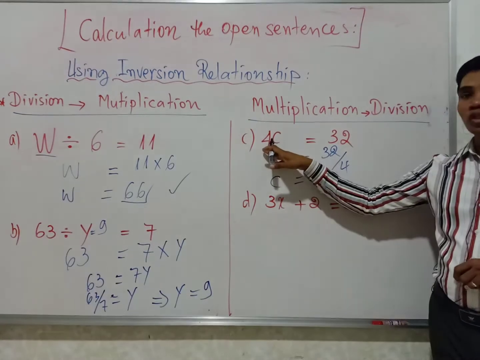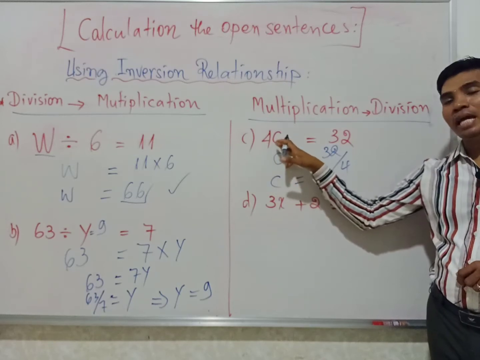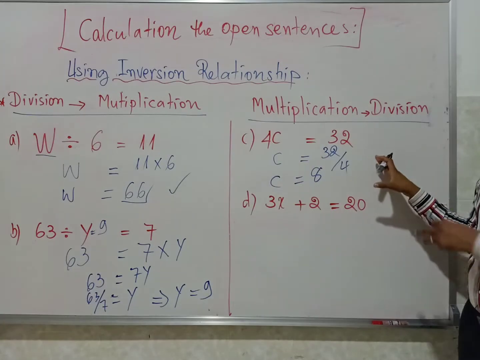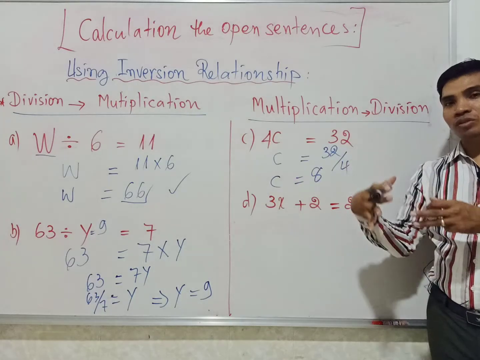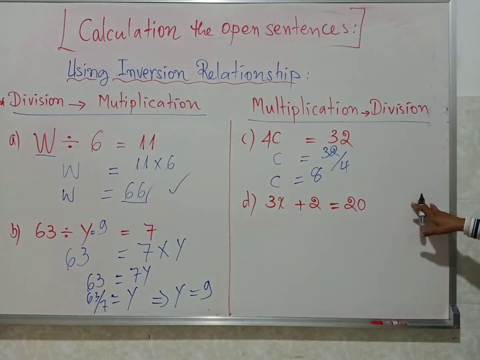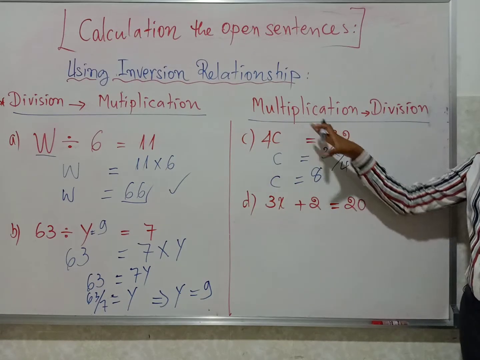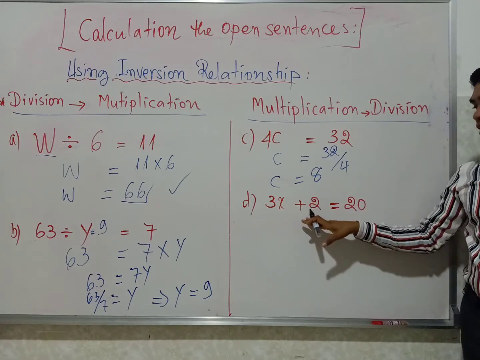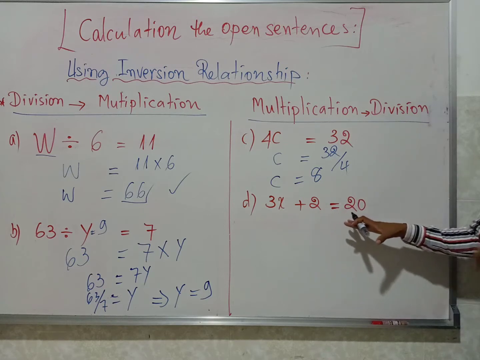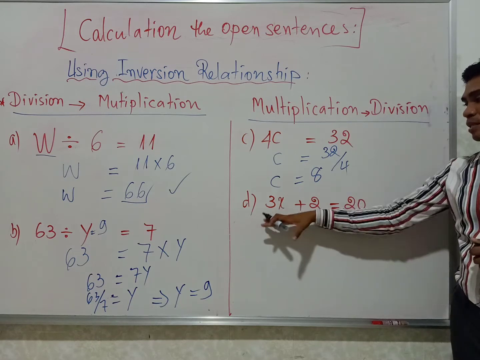When you check here, 4 times 8 is 32. So here the multiplication inverse relationship is division. And one more, the last exercise. This one strays a little bit from division and multiplication because we have an added number. To work out this open sentence, look at the missing part.